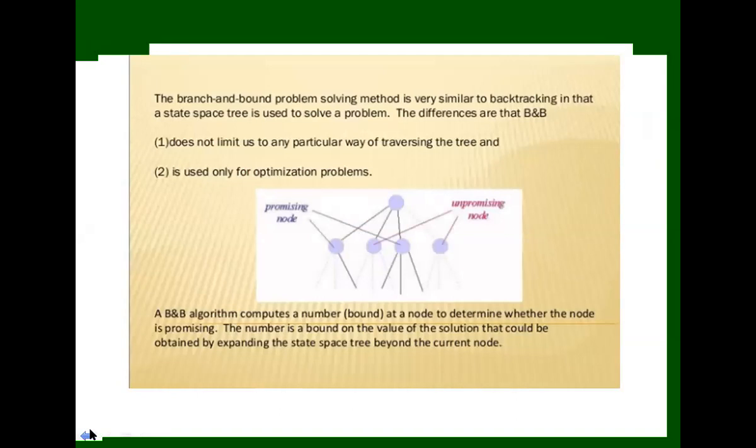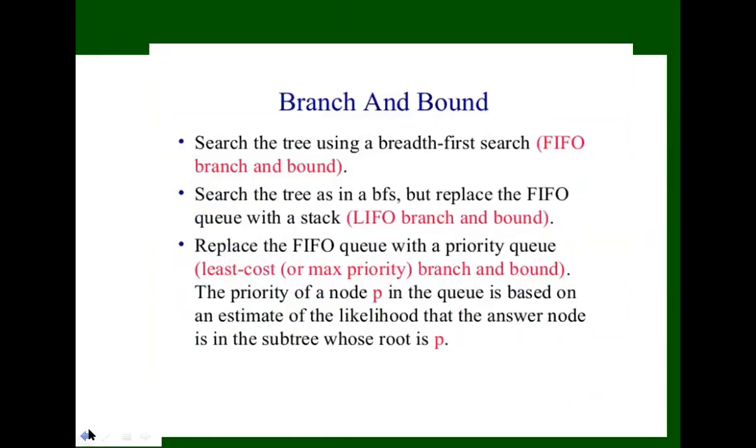So what is branch and bound? The branch and bound algorithm is similar to backtracking, but it is used for solving optimization problems, that is a minimization problem or a maximization problem. It performs a graph traversal of the state space tree by using the breadth first search method. But in backtracking, we use depth first search. Here we use breadth first search.